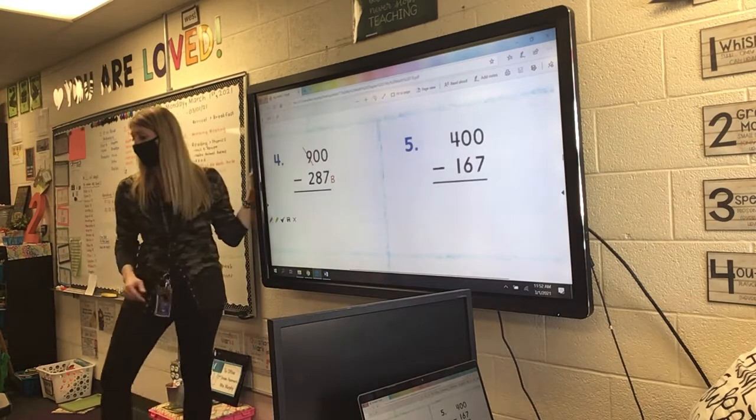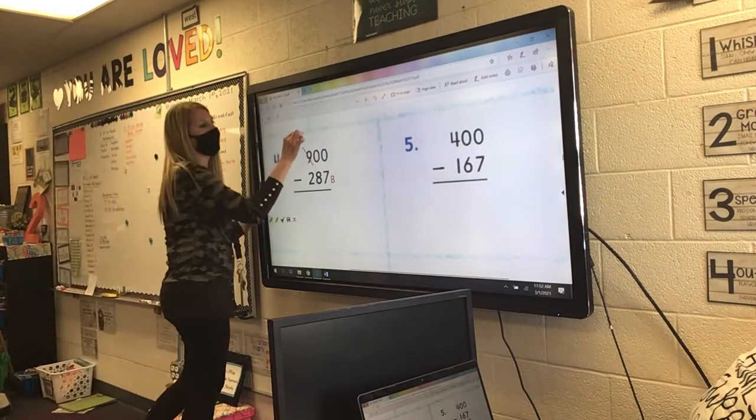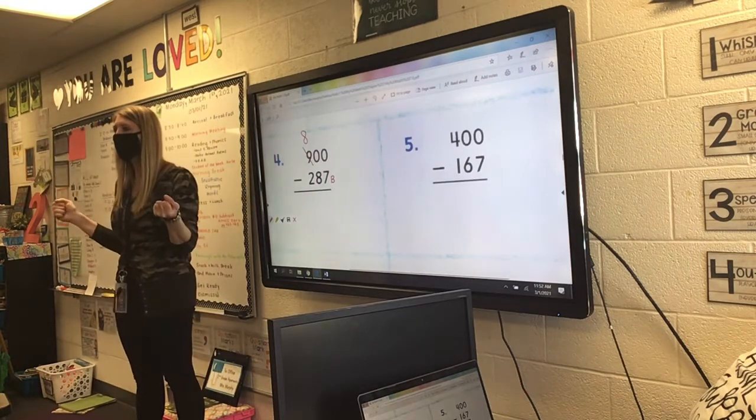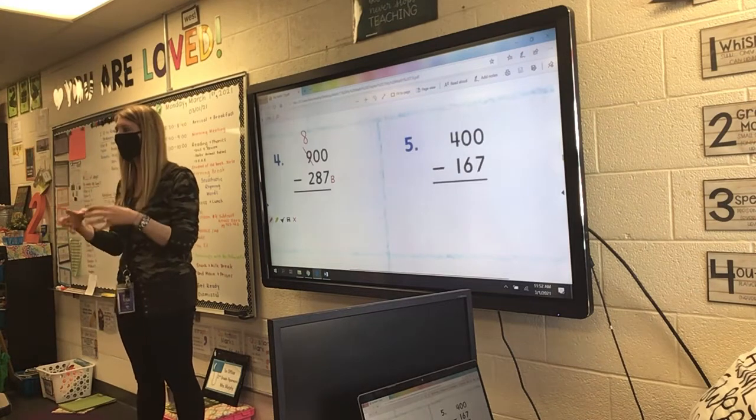So we're going to cross off the 9. Cross off the 9. It becomes an 8 because I'm taking 1 away. I'm taking 100 away. I'm going to break it apart into 10 sticks. Because 10 sticks would be 100.